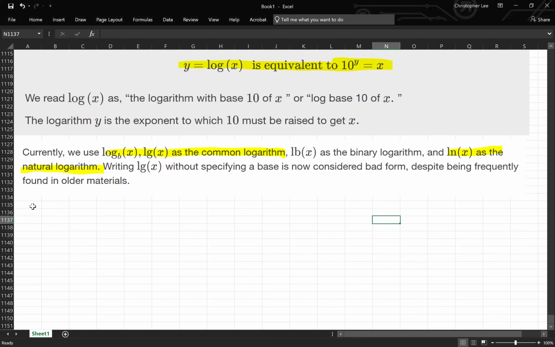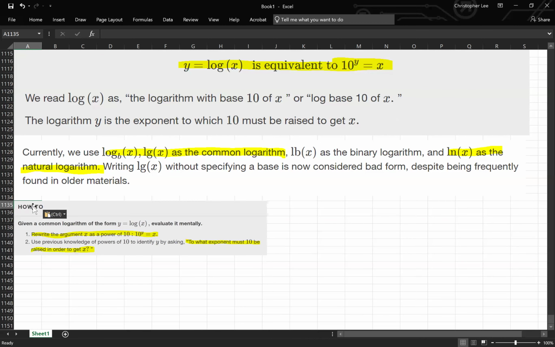Nah, don't do LG. Just to tell you about it, because you might see it in some YouTube video or something. They say LG of x. Just know it means base 10 log, but it's not correct. It's not proper.